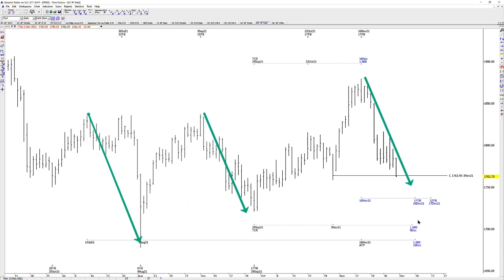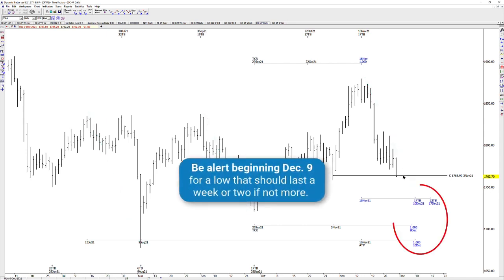Well, we really want to be alert around December 10th, and beginning the 9th, goes into December 17th at the latest. But if gold were to continue to decline into this time zone between the 9th and the 17th, we'd want to be alert for a potentially fairly significant low. Significant low meaning one that lasts at least a week or two or more.